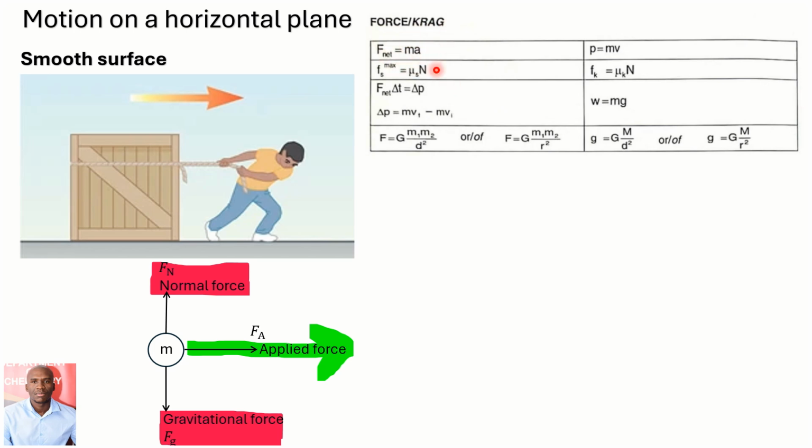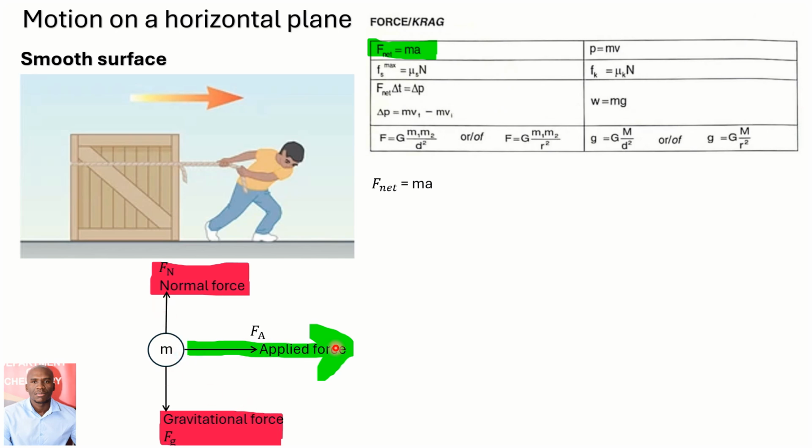Remember, we want to calculate the acceleration. The only formula that has acceleration is this one. It says F net is equal to ma. When you talk about F net, we are referring to all the forces that are responsible for the movement. The normal force and the gravitational force, we are not going to consider them, because the object is not going up and down.